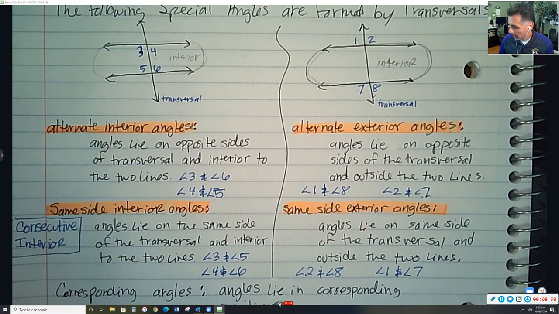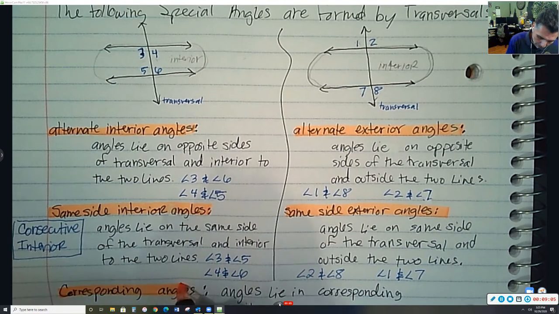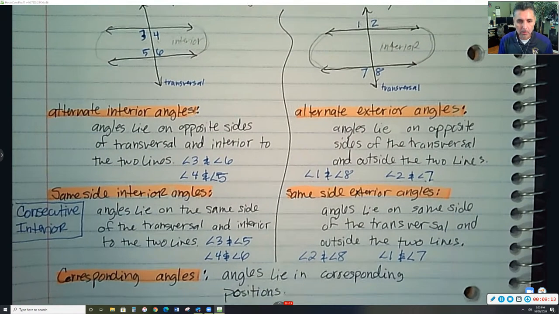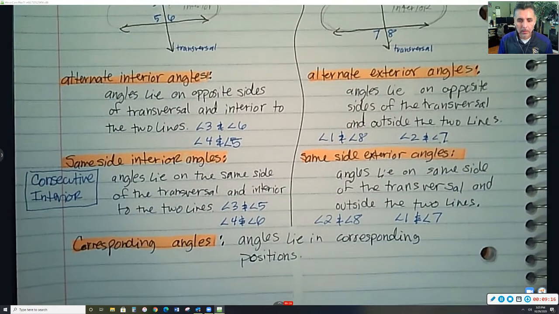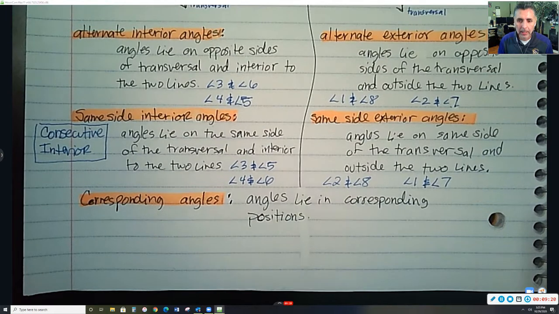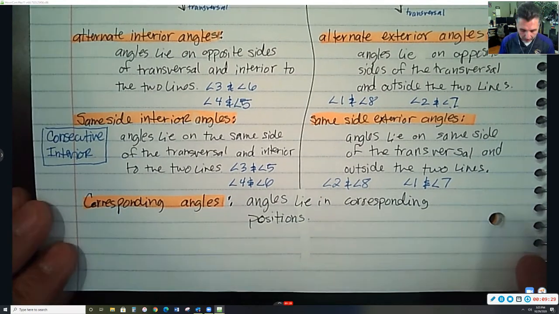So if you need to pause this and then write it. And then we have this one here, corresponding angles. Okay, I know you can't see that. Let me lower it a little bit so you guys can get the definition. Corresponding angles, they lie in corresponding positions, meaning they're in the same spot. Okay, they're in the same position.